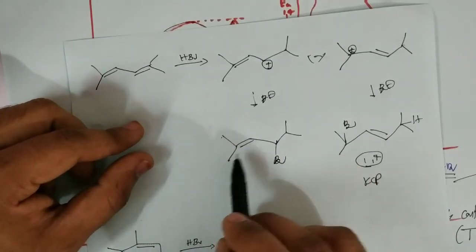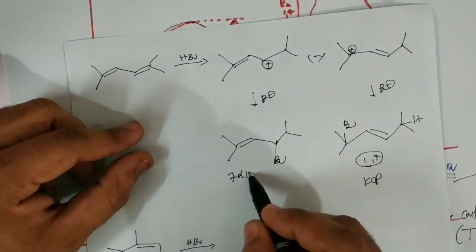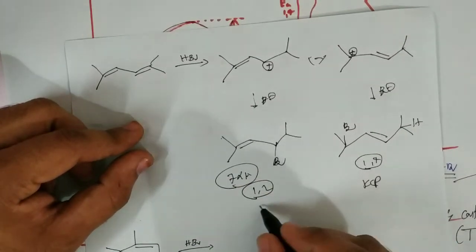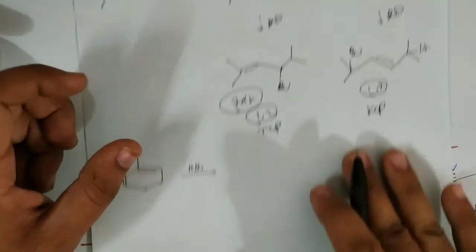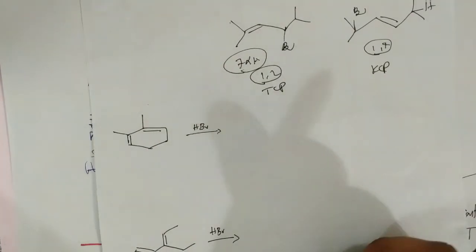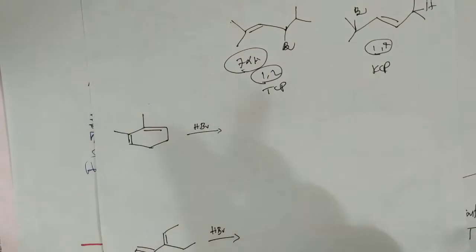3 alpha hydrogens, 3 alpha hydrogens here, 1 alpha hydrogen, 7 alpha hydrogens. So this is the 1,2 addition product. This 1,2 addition product is the thermodynamically controlled product. So that means the 1,2 product is not always the kinetically controlled product, and the 1,4 product is not always the thermodynamically controlled product. That depends on the structure of the molecule. You can see clearly from this example.